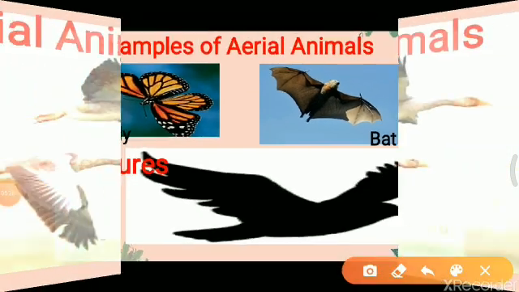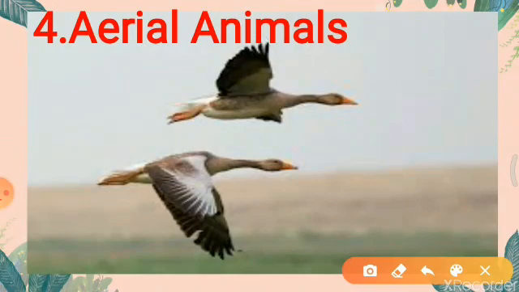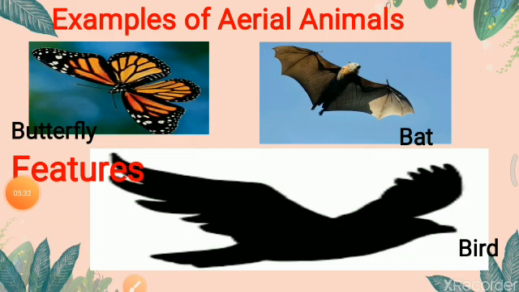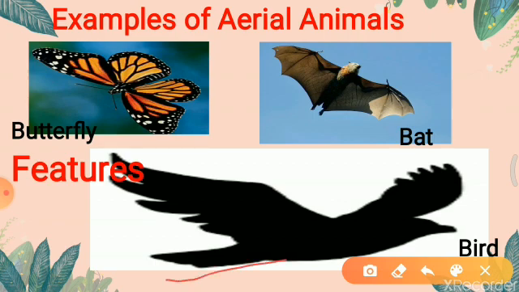Their boat shape helps them to cut through the air and fly easily. See, the shape is like a boat, no? It helps them to cut through the air and fly easily.